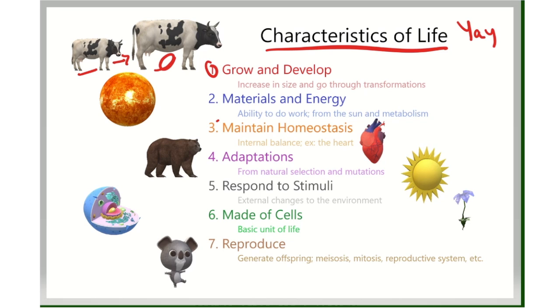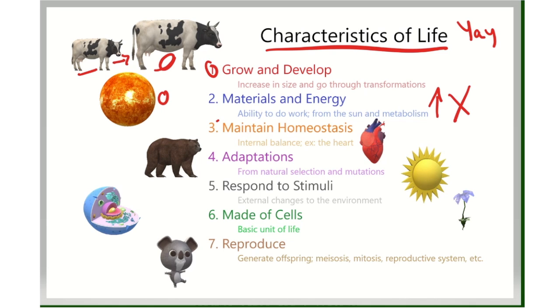Now, the second characteristic of life is that it all requires materials and energy. Now, what is energy? Energy is basically the ability to do work. Now, how can life get energy? Well, the main source of energy for life is actually the sun. But another way life can get energy is through metabolism. Metabolism is a combination of anabolism, which is synthesizing or building up molecules, and catabolism, which is breaking the molecules down.